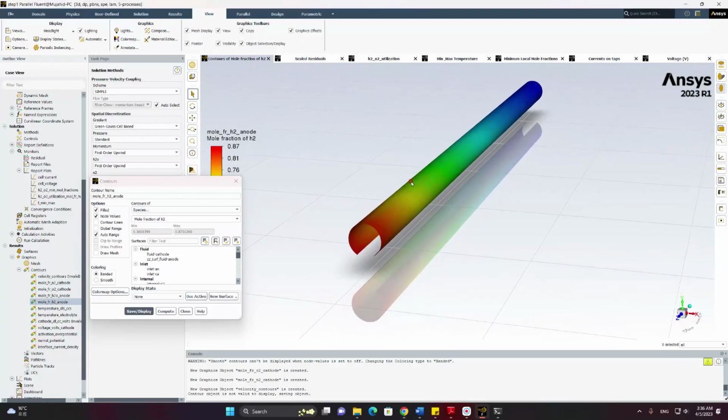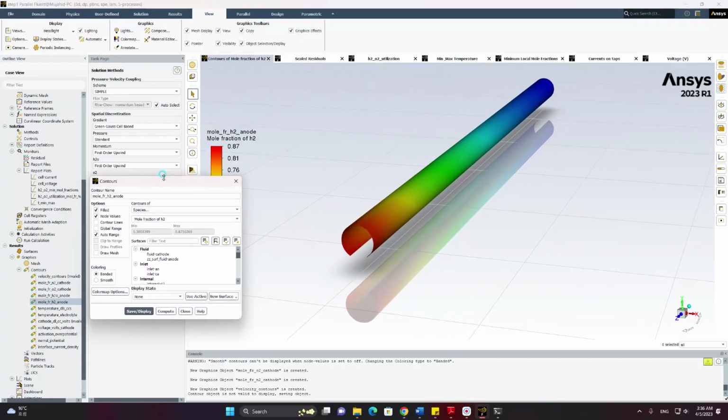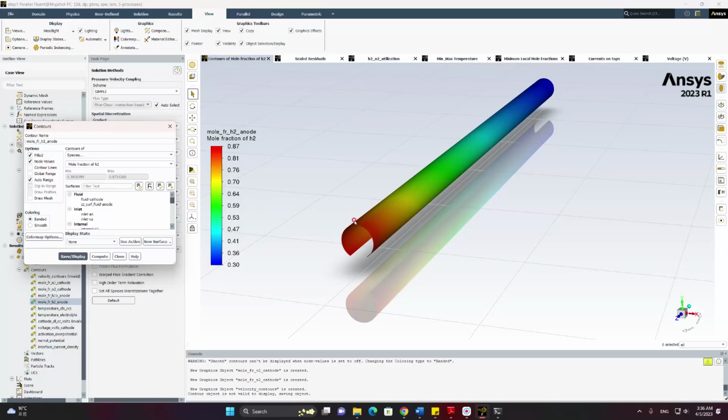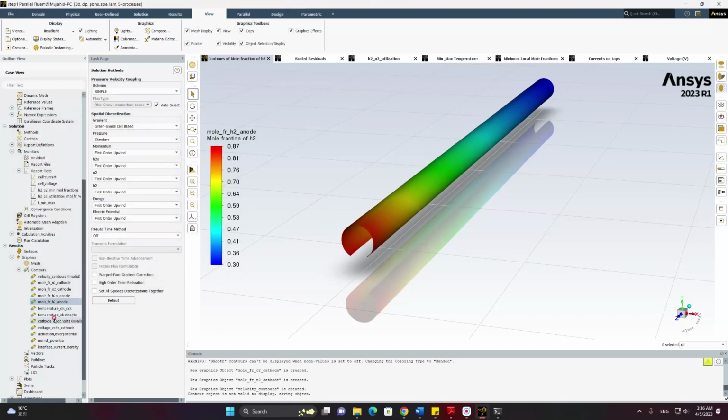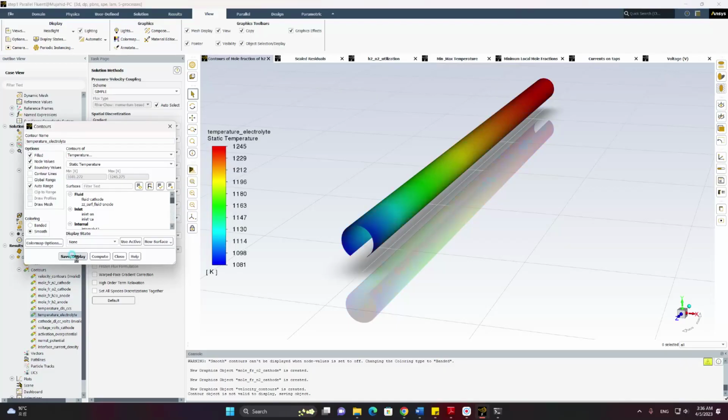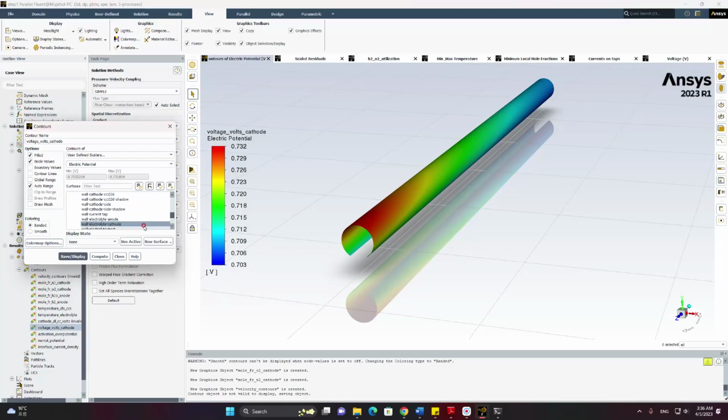But if you go to hydrogen, it is being consumed, and initially it is abundant at the inlet, but it is being consumed as we move along the length of the fuel cell. As the reaction goes on, the temperature also increases. You can see that, and the voltage generated throughout, this is mainly the electric potential at the electrolyte surface. Activation overpotential.